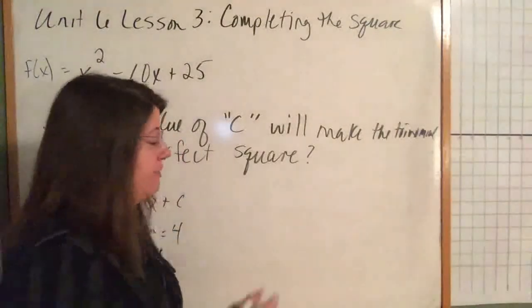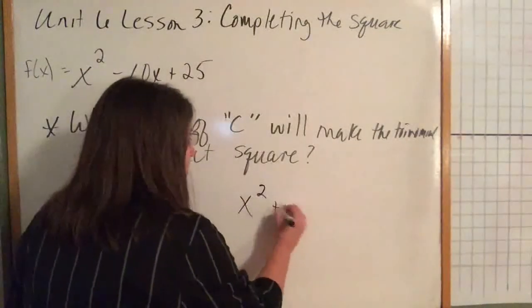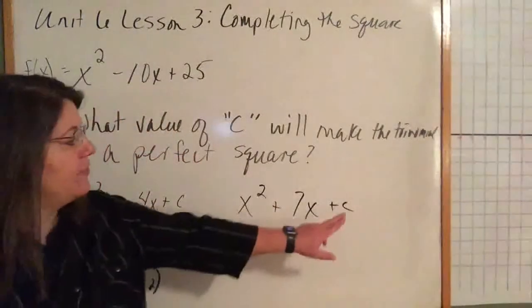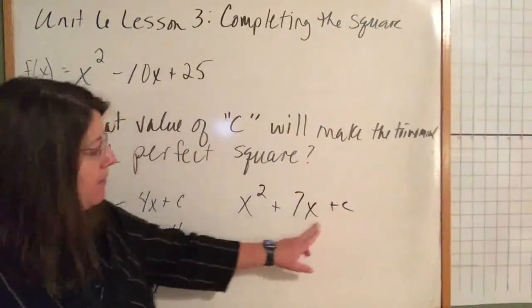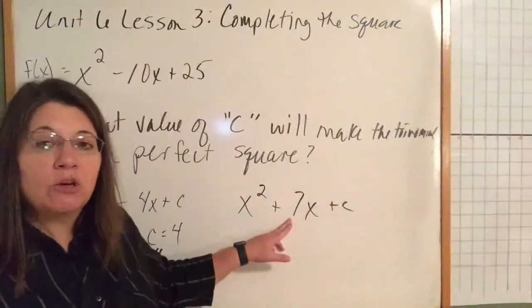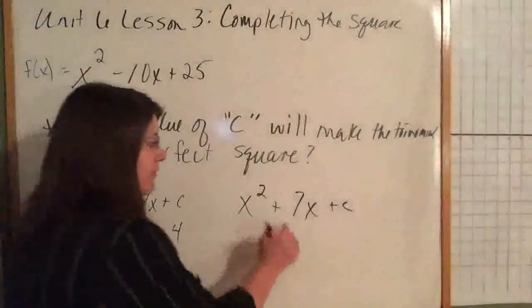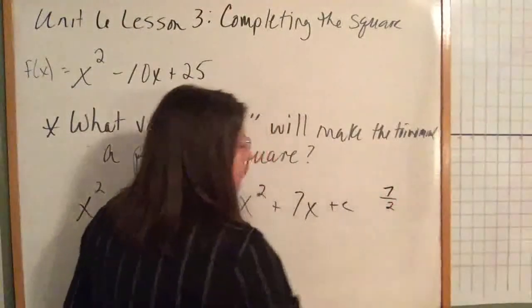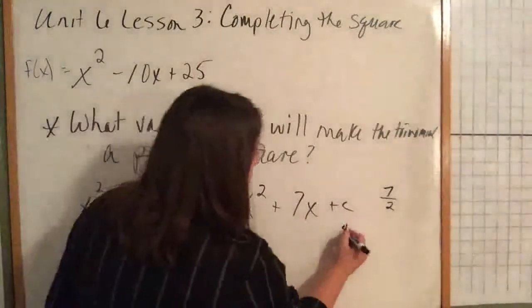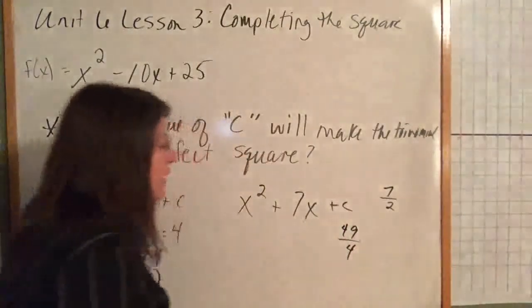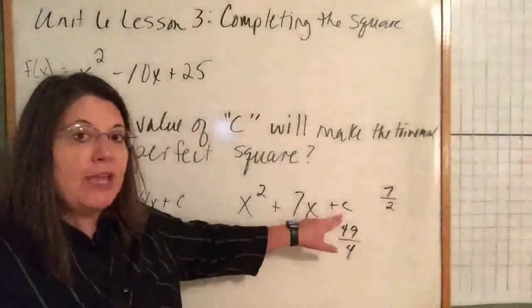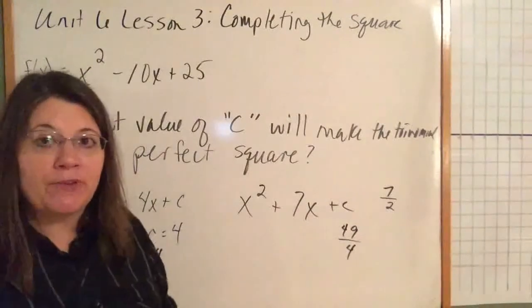Another problem with this is, what if we have something like this? And they want to know what c is to make this a perfect square, but we don't have an even number here. Well, you can still do it, but it's going to be a little bit more complicated. Half of 7 is 7 over 2. 7 over 2 squared would be 49 over 4. So 49 over 4 would be the number that we would have to put in for c in order to force this to be a perfect square.